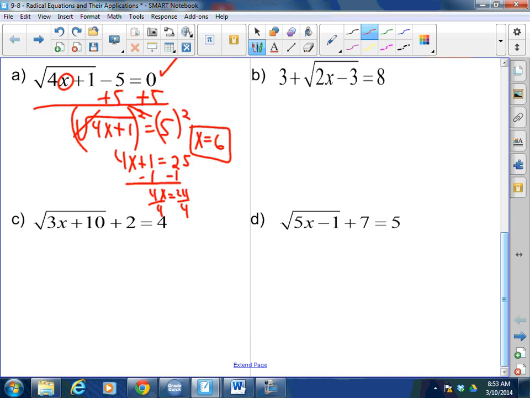Okay, number 2, what do we got to do first? Subtract that 3 because I want to isolate the radical. So I got 2x minus 3 and a square root equals 5. How do I cancel out a square root?